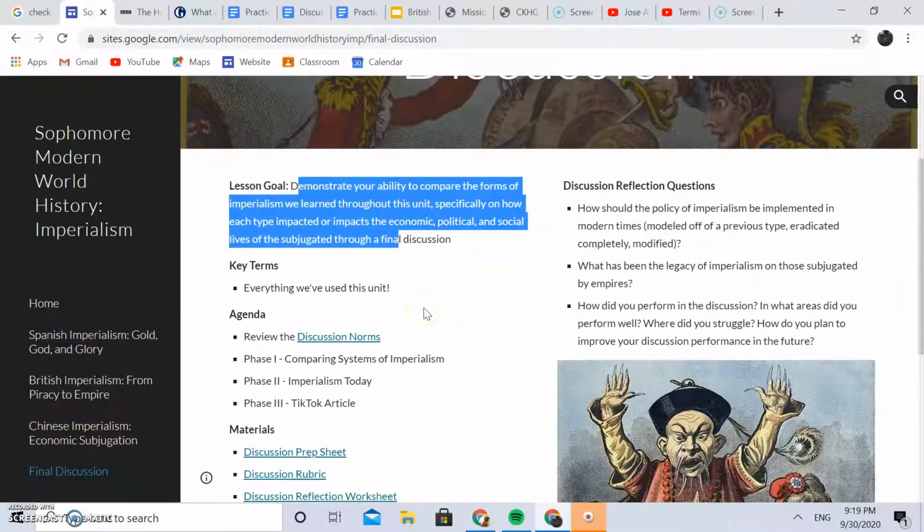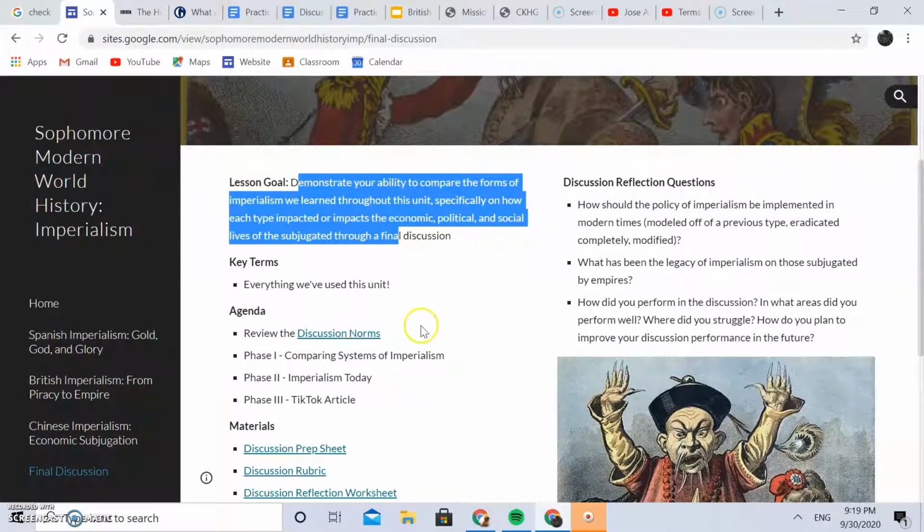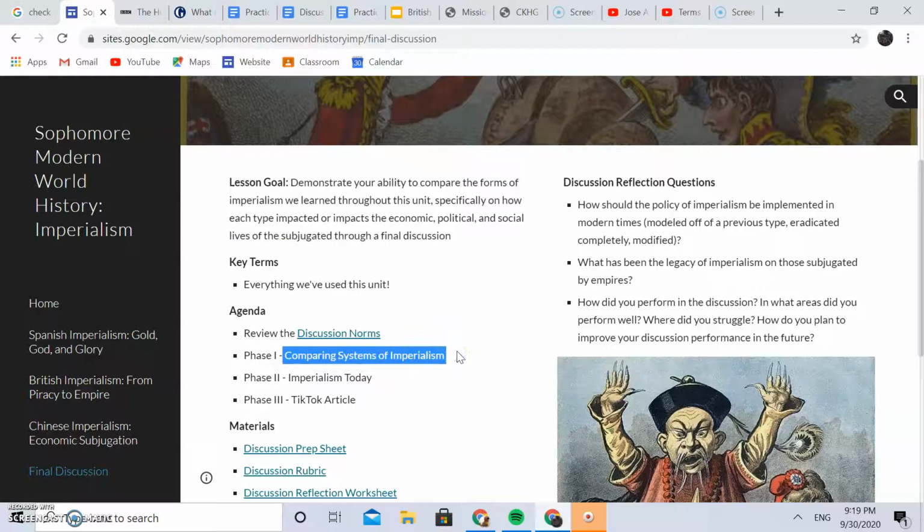So the agenda: they look at the discussion norms, and then I divided up the discussion into three separate phases. First phase is comparing systems of imperialism. So they do a lot of cause and effect and comparison. And then phase two, they look at imperialism today. That's where we focus more on Chinese imperialism, and I ask more questions about that. And then phase three is probably the hardest phase.